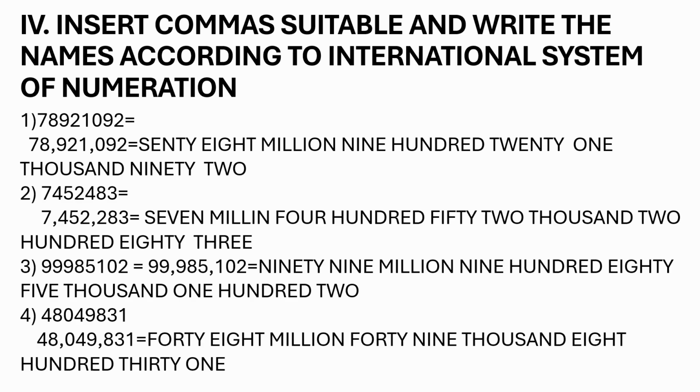1 is in thousands place, 2 is in 10,000s place, 9 is in 100,000s place, put a comma. 8 is in millions, 7 is in 10 millions. So we read it 78 millions 921,092. 78 millions.